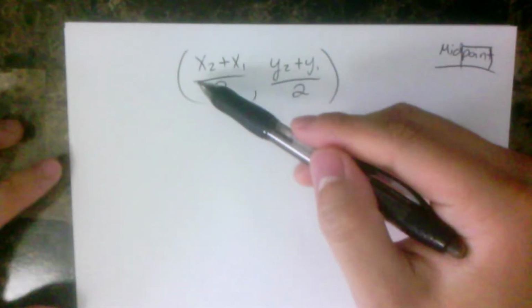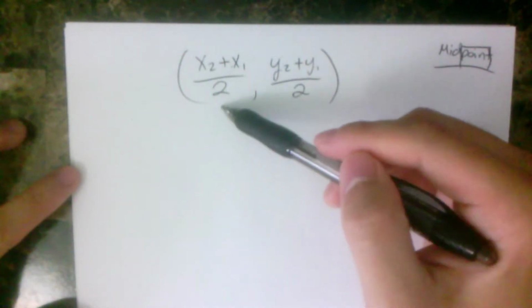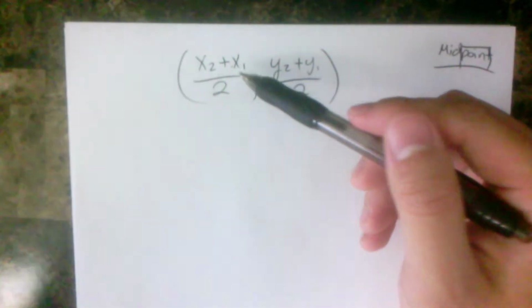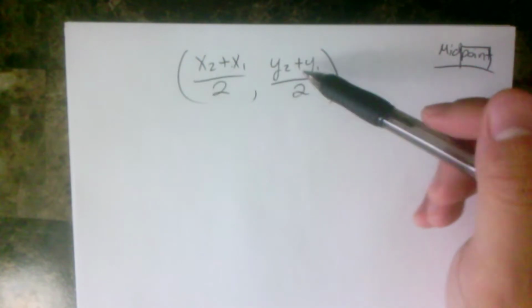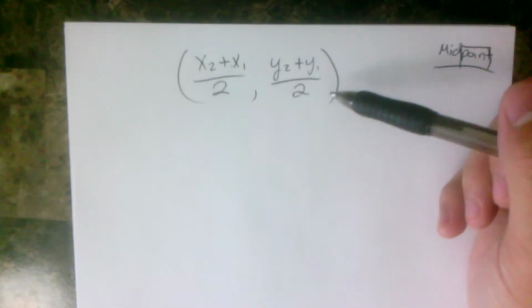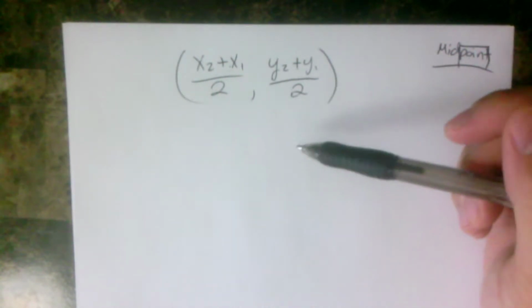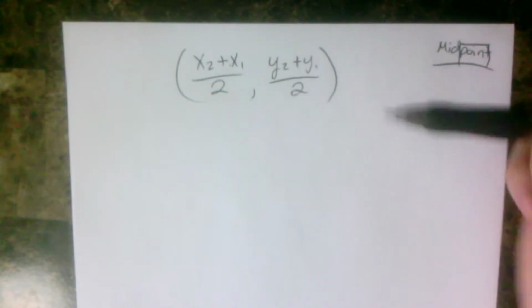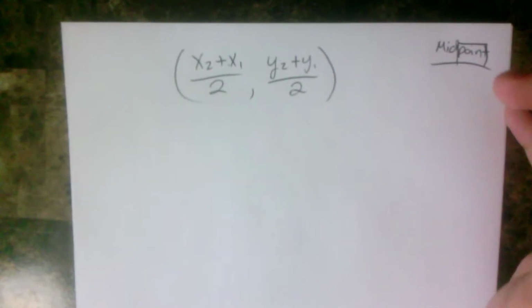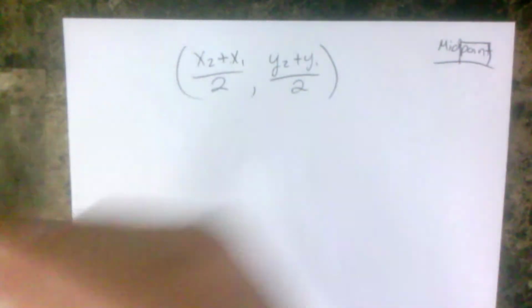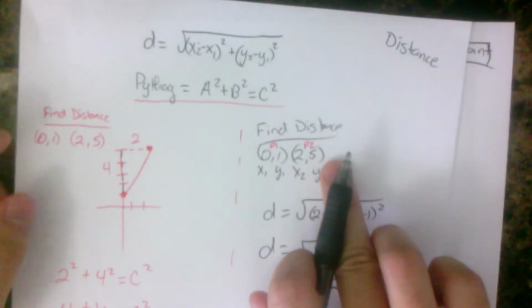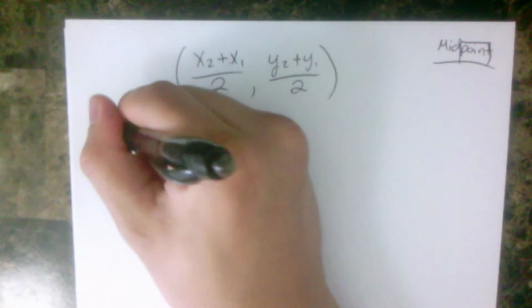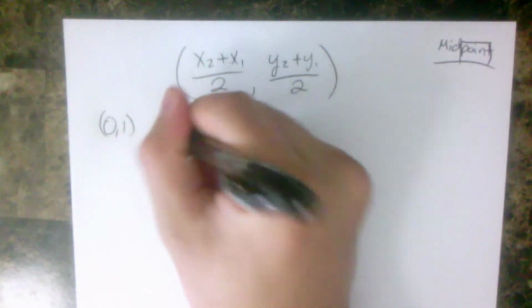Basically, you have to remember your x's, add them together and cut them in half. Your y's, add them together and cut them in half. Another way to think of the midpoint formula is to think of the average of the two distances. So, let's find the midpoint of these points that we did here: 0, 1, and 2, comma 5.